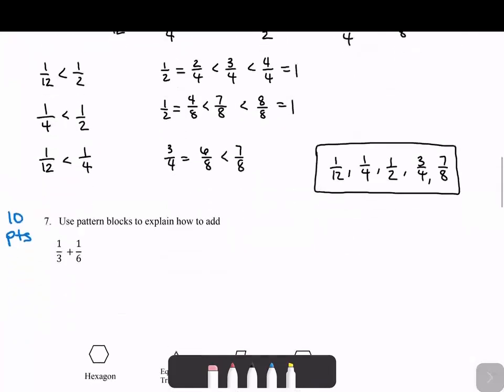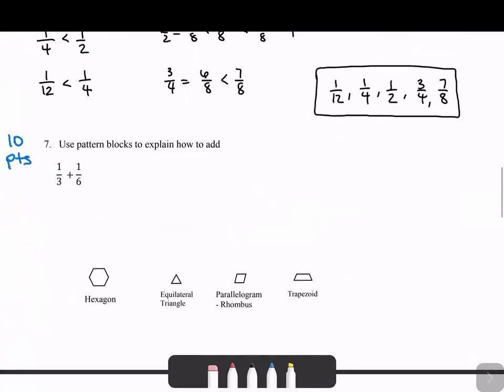Next, we want to use pattern blocks to explain how to add fractions. So we want to add 1/3 and 1/6, and we can use a hexagon, an equilateral triangle, a parallelogram, or rhombus, whatever you want to call it, and a trapezoid. First off, whenever we're dealing with pattern blocks, the first thing we need to do is determine what will be our whole.